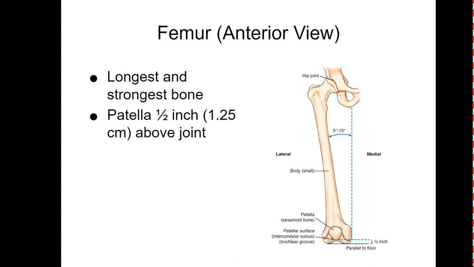I personally would like you to know all three of those terms, patellar surface, intercondylar sulcus, and trochlear groove, just in case you were to see them on a test. They all refer to the same smooth depression on the distal femur that articulates with the patella. The patella is usually above the patellar surface, again, when the lower leg is fully extended.